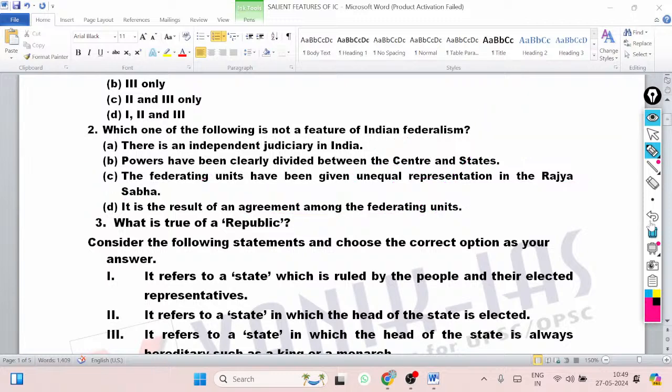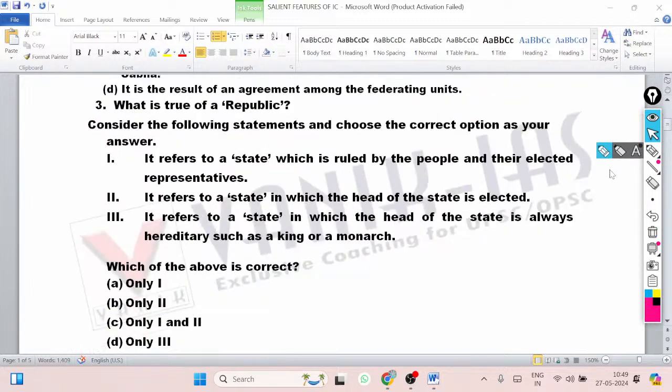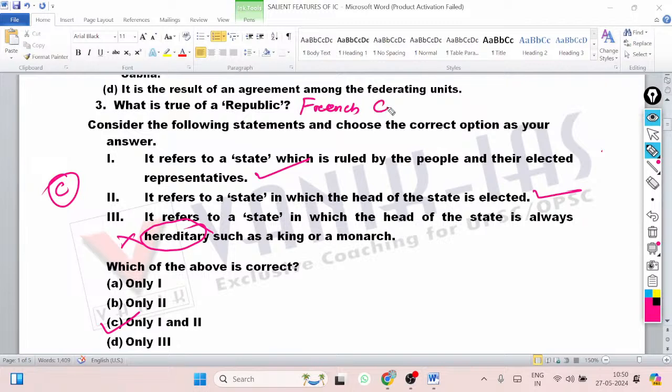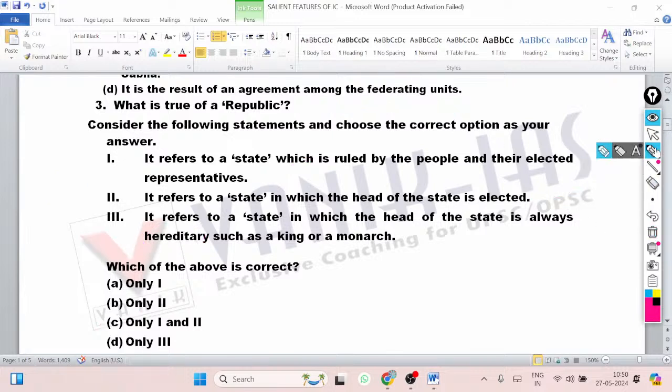Question number 2, the answer will be D. Getting it? Now consider what is true of a republic. Republic is a term borrowed from the French Constitution. Republic means the head of the state is elected, not hereditary, and people elect their representatives to rule themselves. So if you look at the options, the first one is correct, the second one is correct. So obviously the third one is not correct, because the head of the state is not hereditary in nature. So the answer will be C, 1 and 2. Republic is borrowed from the French Constitution. Kindly get an idea of the French Constitution. Okay, number three is C.